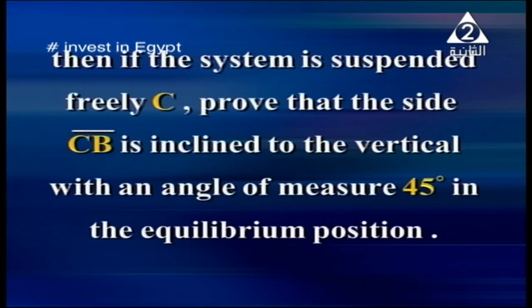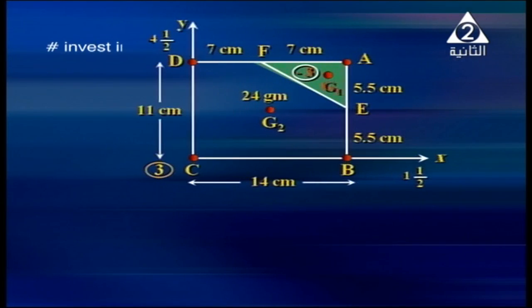Look at, my dear student. Then if the system is suspended freely from C, prove that the side CB is inclined to the vertical with an angle of measure 45 in the equilibrium position. Look at, my dear student, ABCD. We have forces acting at ABCD, and look, the triangle AEF is cut off.